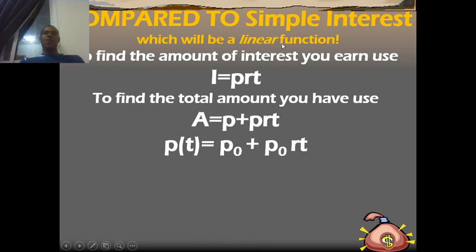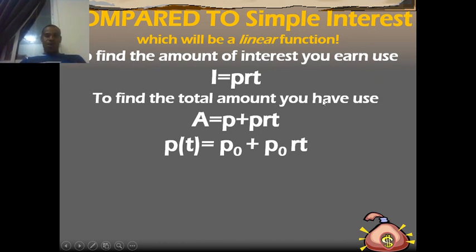Now compound interest compared to simple interest, which will be a linear function. We saw the compound interest annually, and now we will try to compare with simple interest. To find the amount of interest you earn, I equals P multiplied by r multiplied by t. Sometimes it's written I equals P multiplied by r multiplied by t divided by 100, because the r is written in percentage or in decimal, as you like.